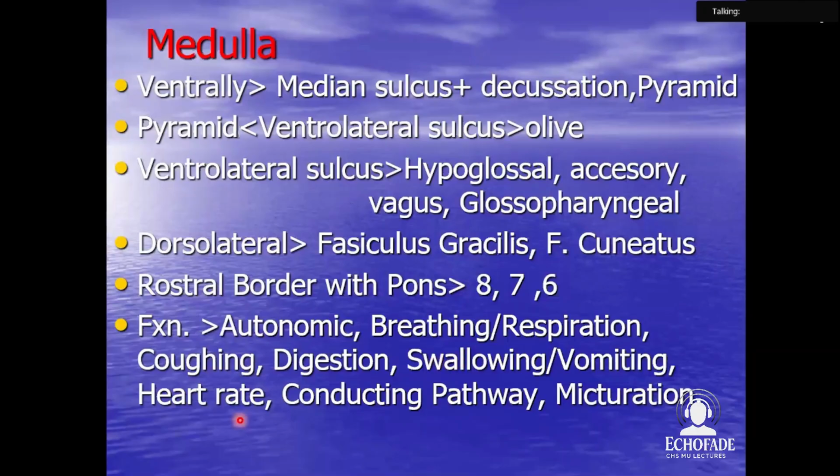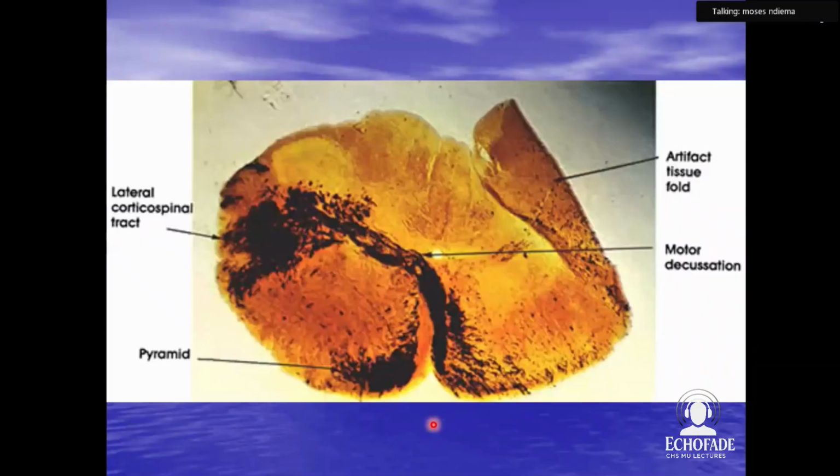The heart rate, because it contains ascending fibers from the thoracolumbar region that are going to synapse with the nuclei of the reticular formation within the medial part of the medulla. But it's also a conducting pathway, like I've said, a highway connecting various parts of the body, including micturition.